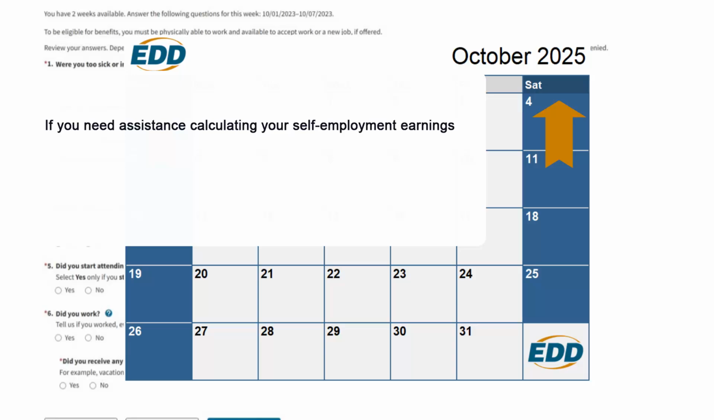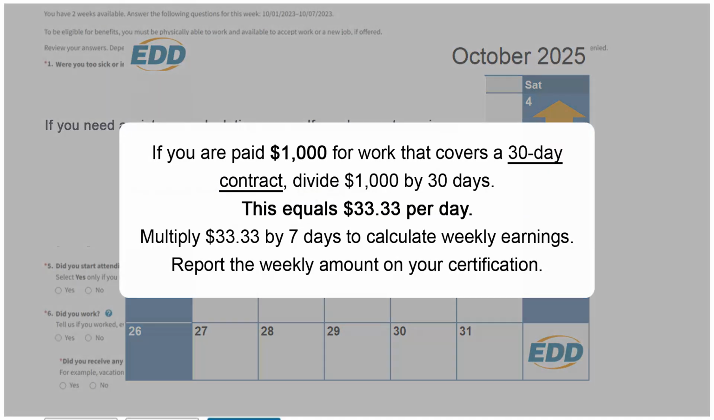If you need assistance calculating your self-employment earnings, start by dividing the contracted amount by the contracted time period. For example, if you are paid $1,000 for work that covers a 30-day contract, divide $1,000 by 30 days. This equals $33.33 per day. Multiply $33.33 by 7 days to calculate your weekly earnings. Report the weekly amount on your certification.